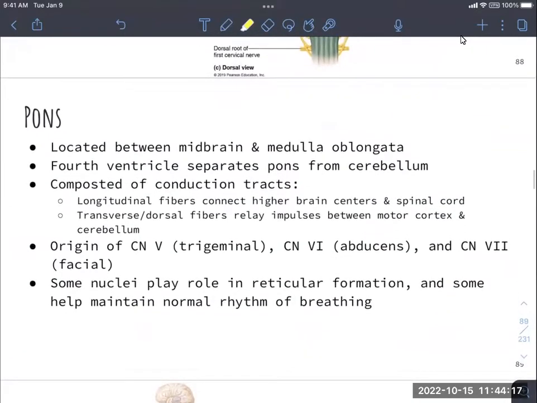What about our pons? That's the next one down. We have our midbrain, pons, medulla oblongata. Well, it's between the midbrain, so the midbrain is above and the medulla oblongata is below. We also have our fourth ventricle, and that's what separates that pons from the cerebellum. Cerebellum is in the inferior posterior portion of our brain.